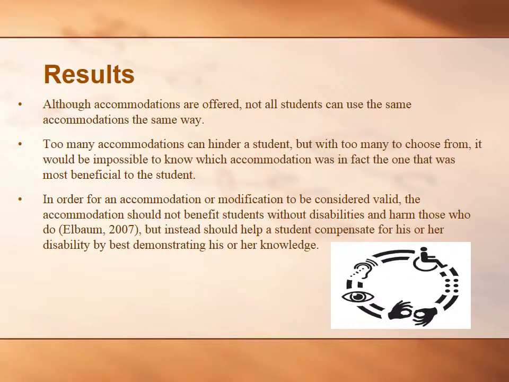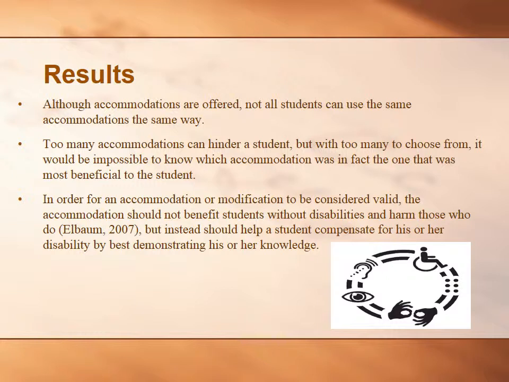Results. Under No Child Left Behind and Individuals with Disabilities Education Act, all students must take high-stakes tests regardless of his or her need for accommodations, race, gender, socioeconomic status, etc. Although accommodations are offered, not all students can use the same accommodations the same way. Just as all students are different, accommodations are different too, and should fit the student and the way he or she learns. Providing too many accommodations can hinder a student as well, because a student may not need every accommodation offered. But with too many to choose from, it would be impossible to know which accommodation was in fact the one that was most beneficial to the student.